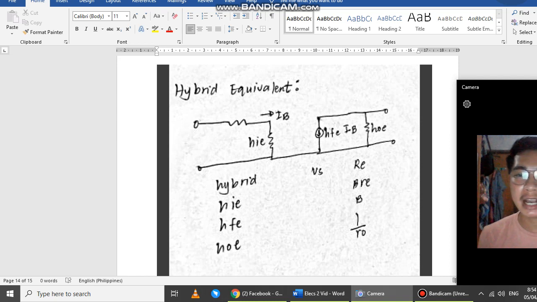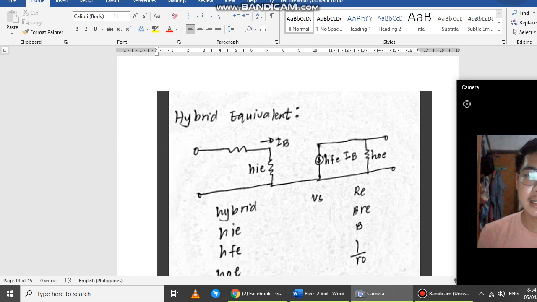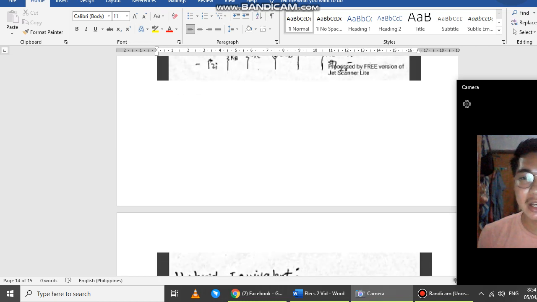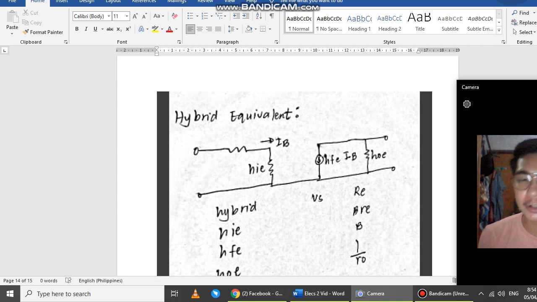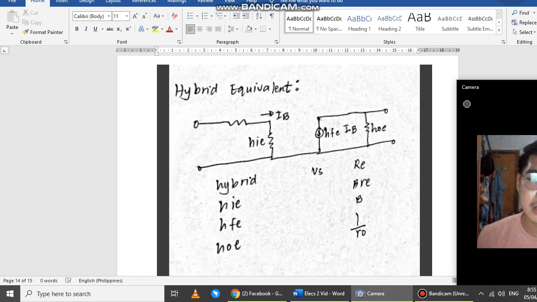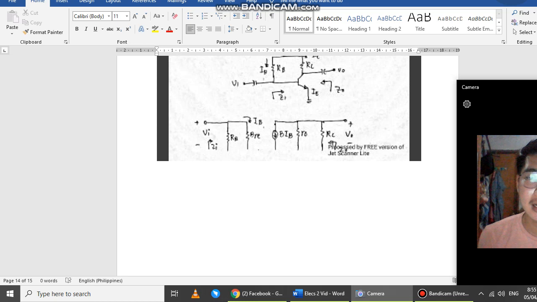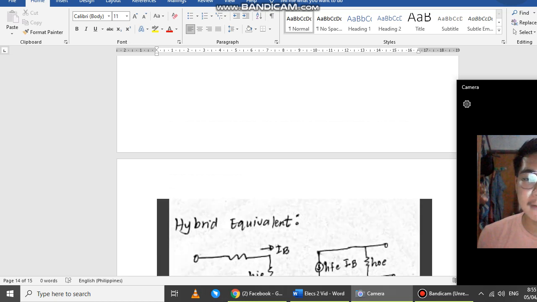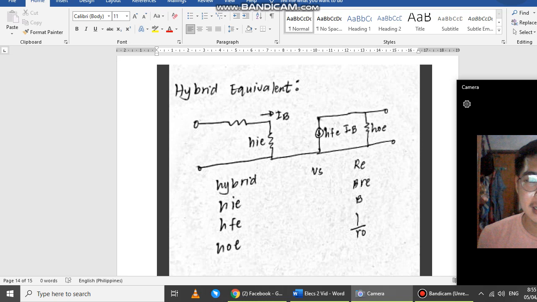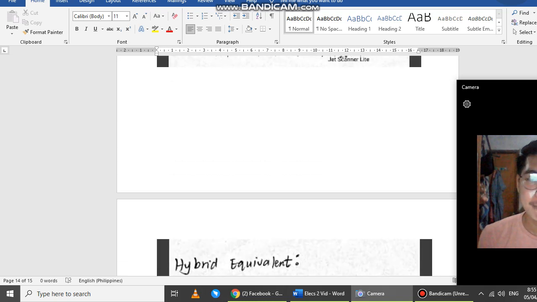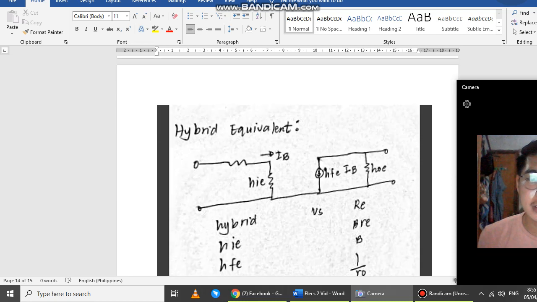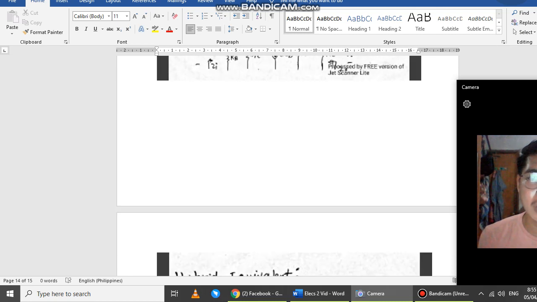Lastly, we have the hybrid equivalent. This hybrid equivalent is just like the RE model, and its parts have corresponding equivalents in the RE model. For example, we have the HIE, which is equal to beta RE in the RE model, and HFE, which is equal to the beta in the RE model, and the HOE, which is equal to 1 over the RO of the RE model.